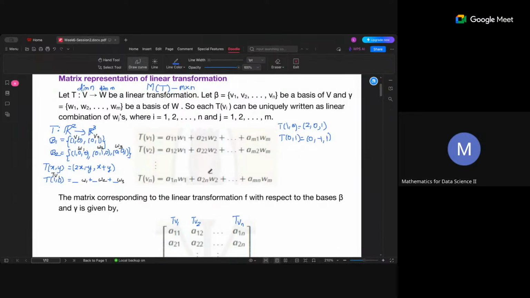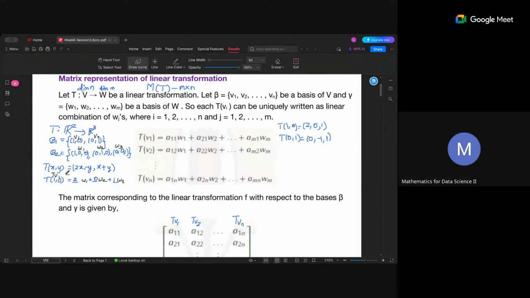Now you see that I want to express T of V1, which is this, (2, 0, 1), as a linear combination of W1, W2, W3. If W1 is this, W2 is this and W3 is this, what should be the coefficients for this (2, 0, 1)? It's very straightforward, right? It should be 2, 0 and 1. Similarly, now this is TV2.